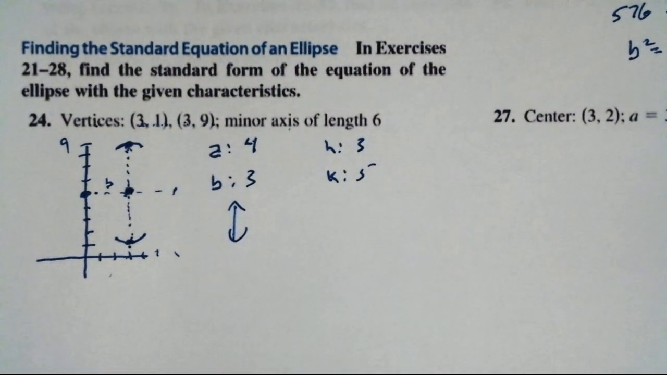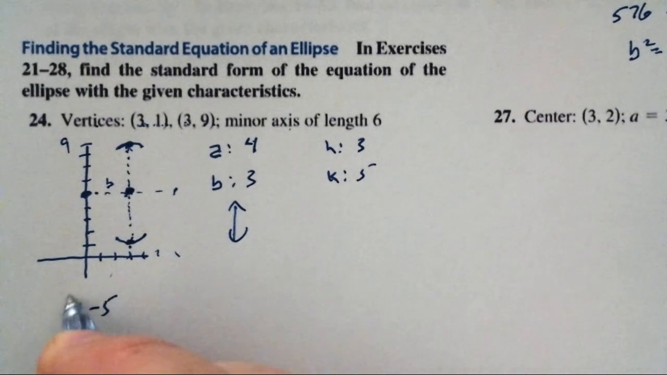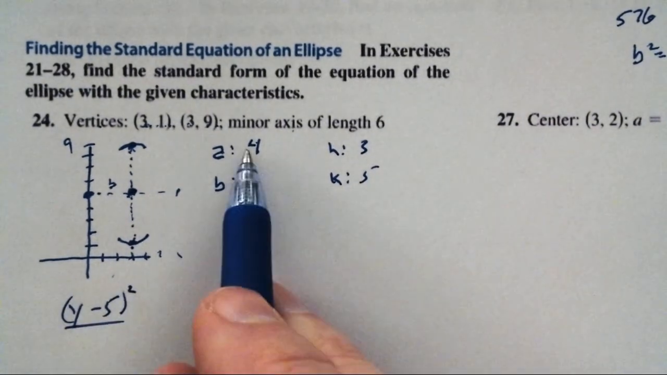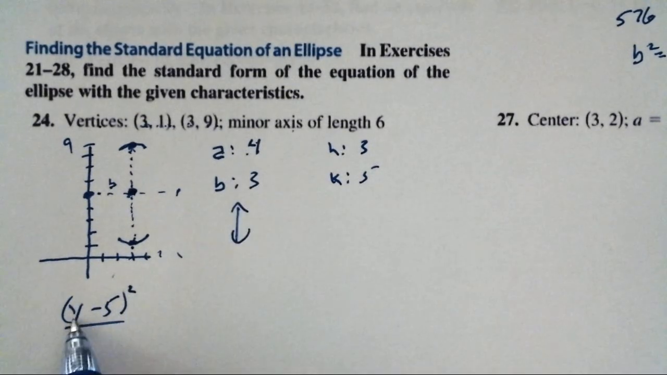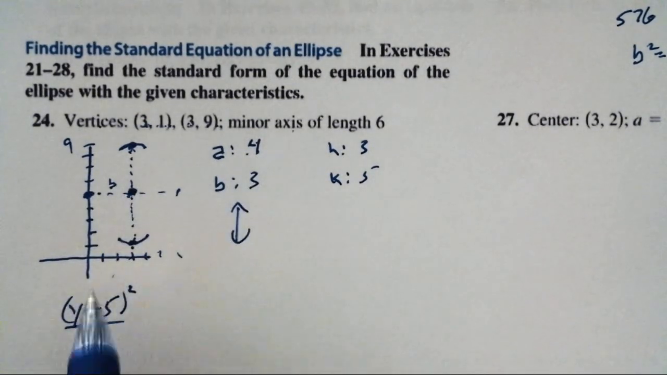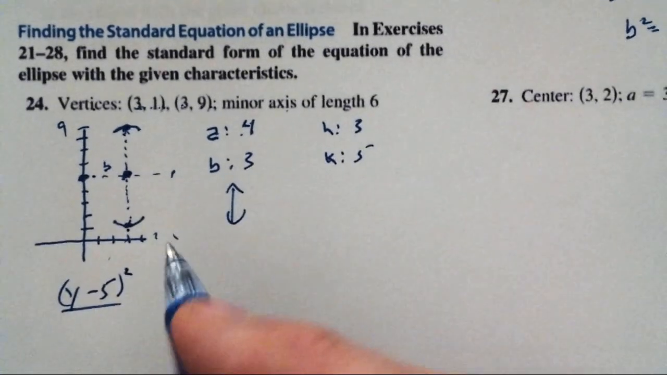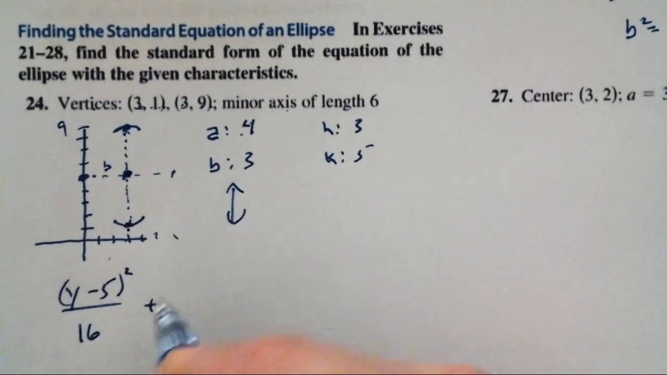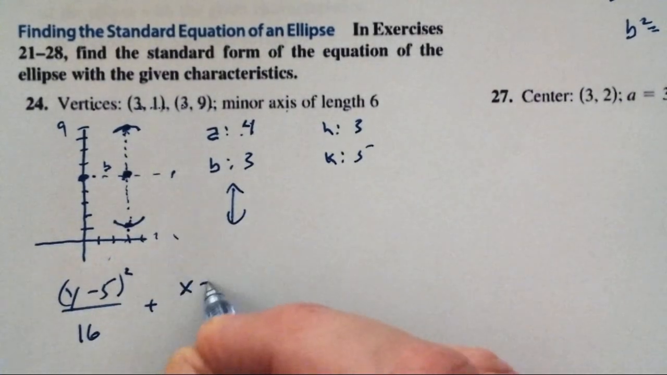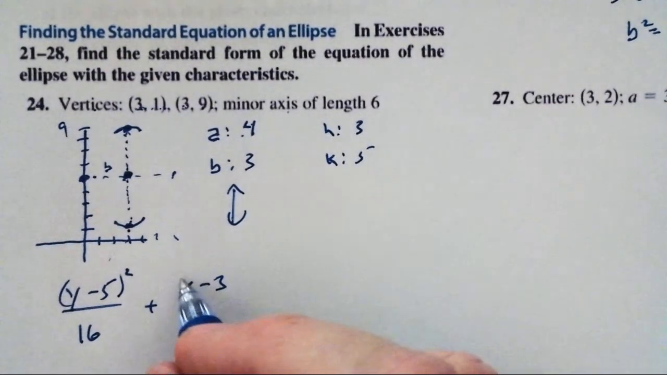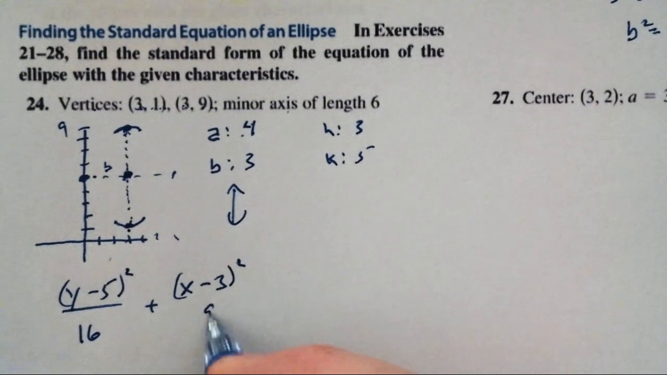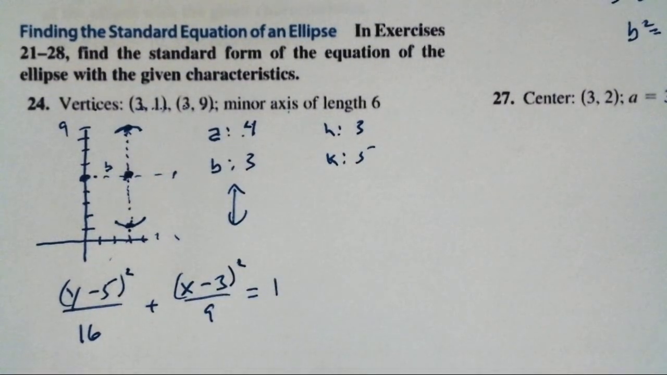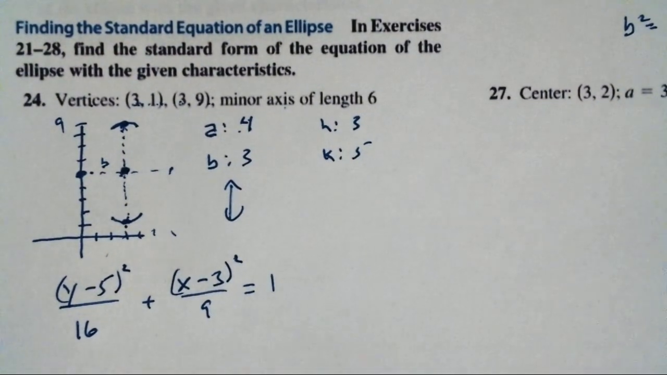Therefore, this is y dominant. So I like putting the y first. y minus k, y minus 5 squared, goes on a squared. A is not married to x. It's the long, and this is tall. So the tall y gets the big value, on 16, plus x minus 3 squared on b squared, b is 3, 9, equals 1. And there we have it.